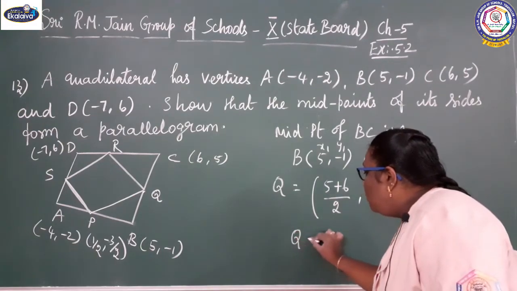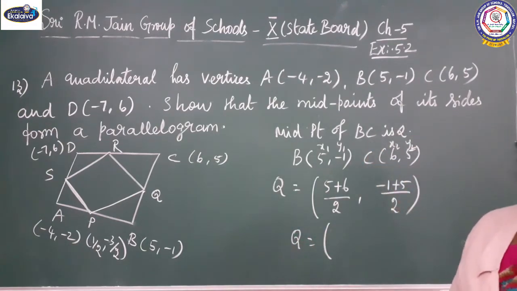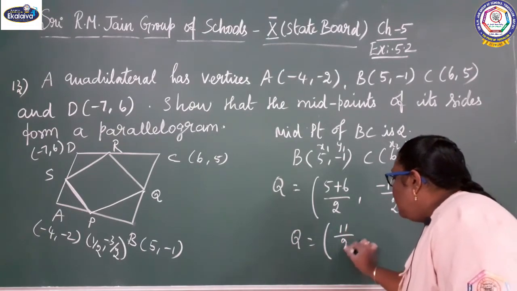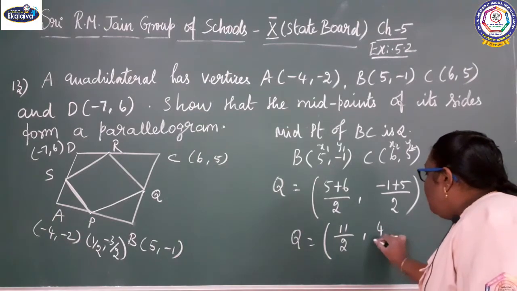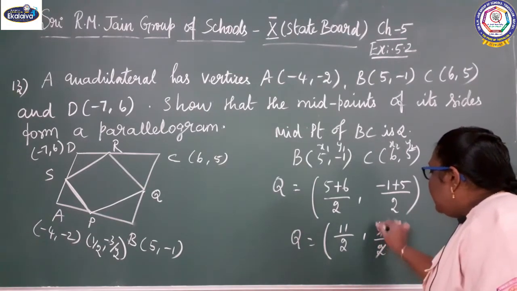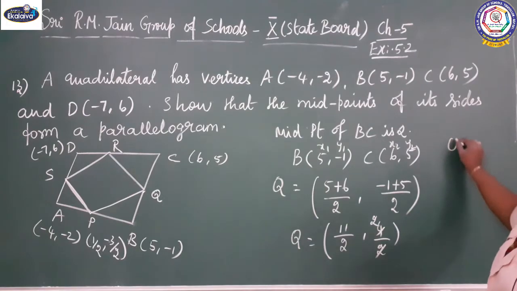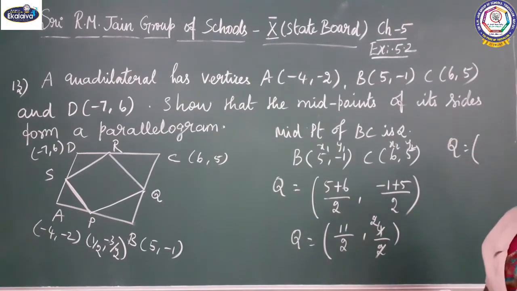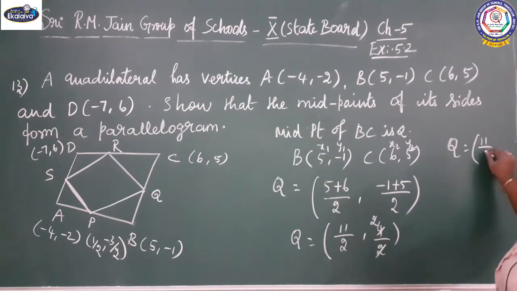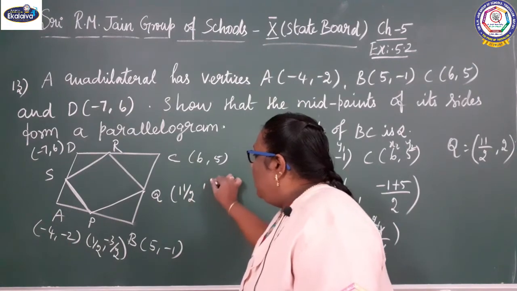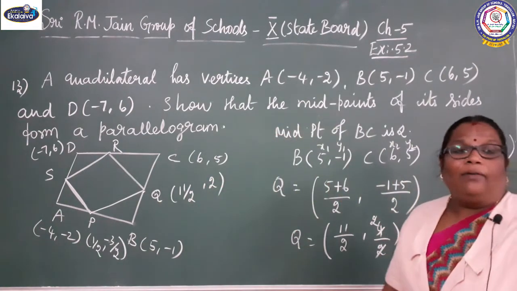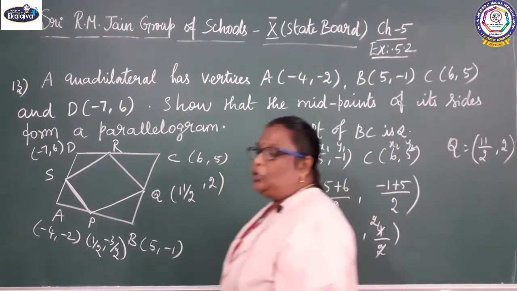Therefore Q point equals 11 by 2 comma 5 minus 1, 5 minus 1 is 4 by 2. Cancel the value. What is the point of Q? Q equals 11 by 2 comma 2. So the Q point is 11 by 2 comma 2.